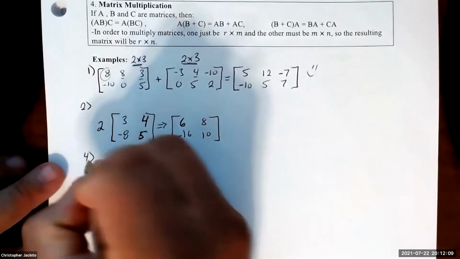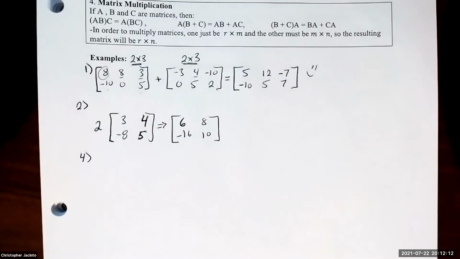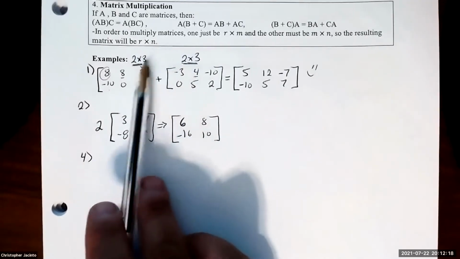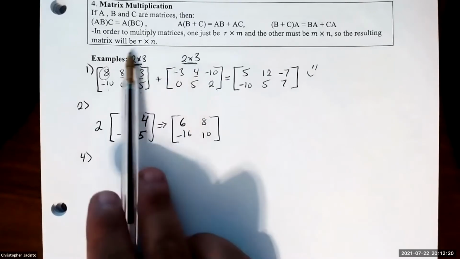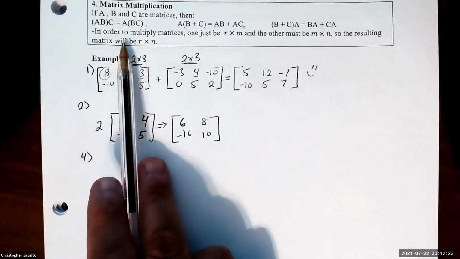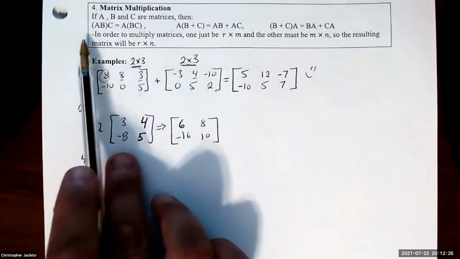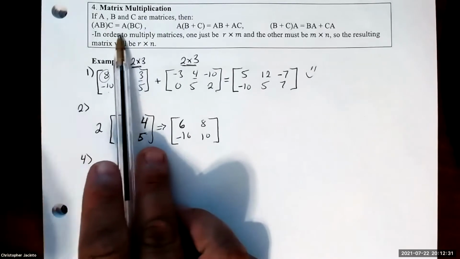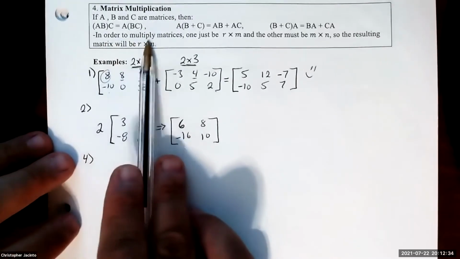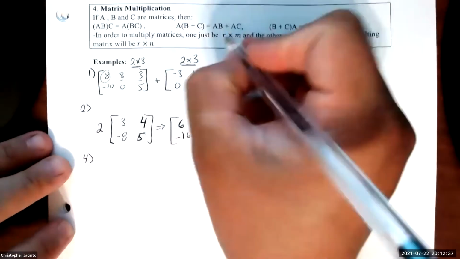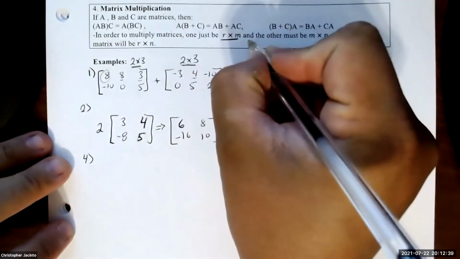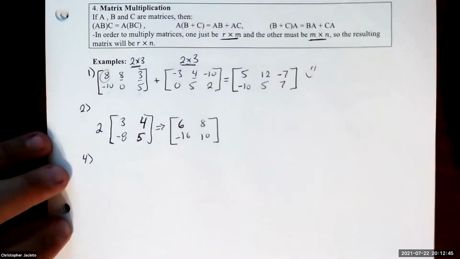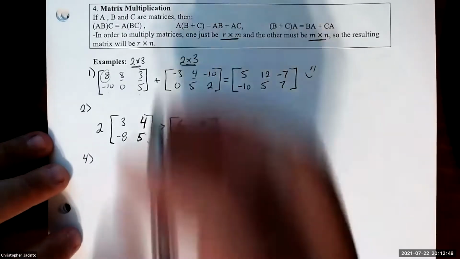When it comes to multiplication, just like with adding and subtracting, where they both have to have the same dimensions, multiplication has to be a little different as well. So if A, B, and C are matrices, we already talked about this, the order does matter in this case. However, this is the key thing. In order to multiply matrices, one must be an R times N matrix, and the other must be an M times N matrix. So the resulting matrix is going to be an R times N.